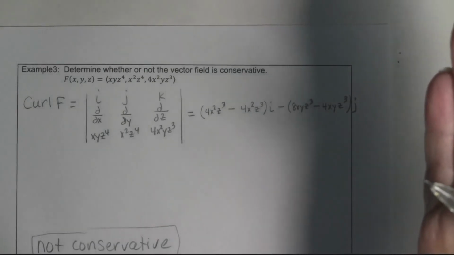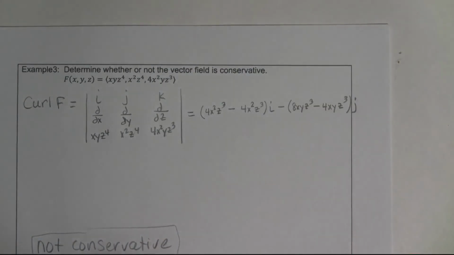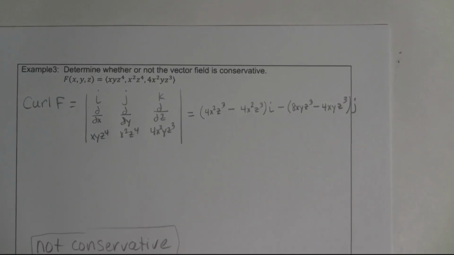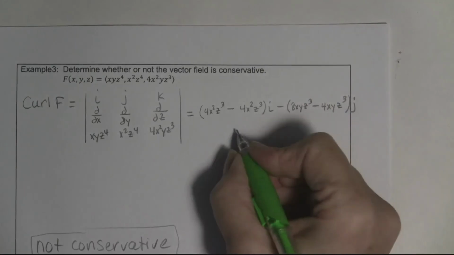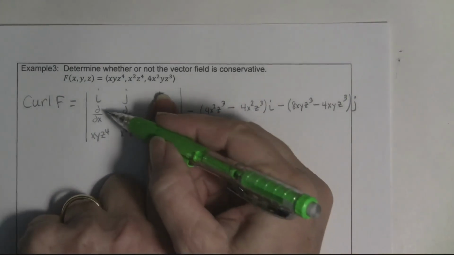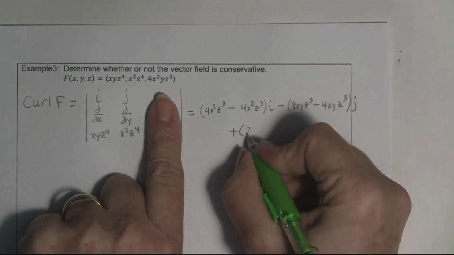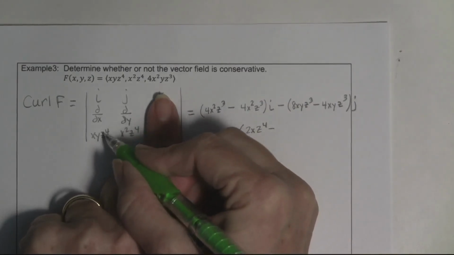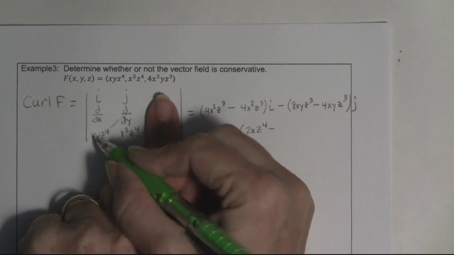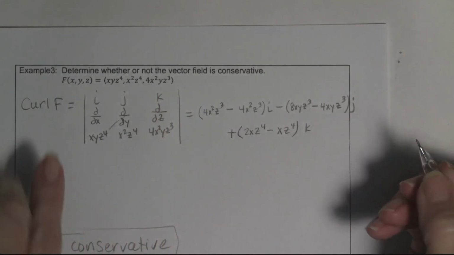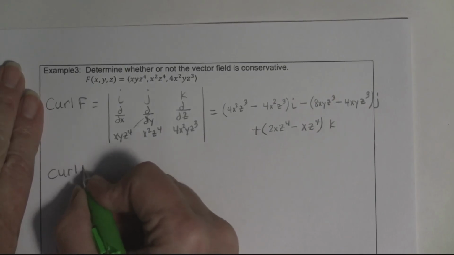If they were asking you to find curl, then we haven't found curl yet. And I'm just going to go ahead and find the curl. I already answered the question, not conservative, just for the practice of finding the curl. We're almost done, and I've run out of room. So plus, and then for the k, finger over the k. So this is the partial with respect to x. So that's 2xz to the fourth minus, and then with the y going here, that's xz to the fourth. So that's k.